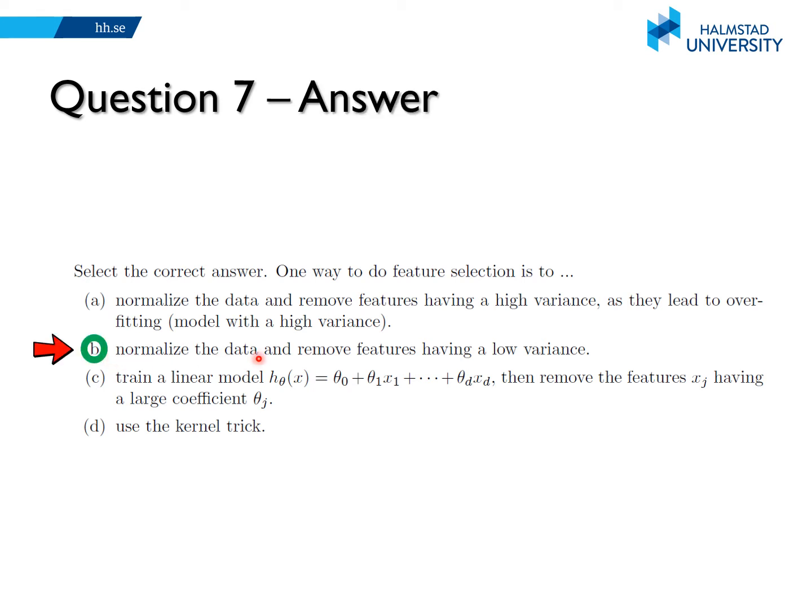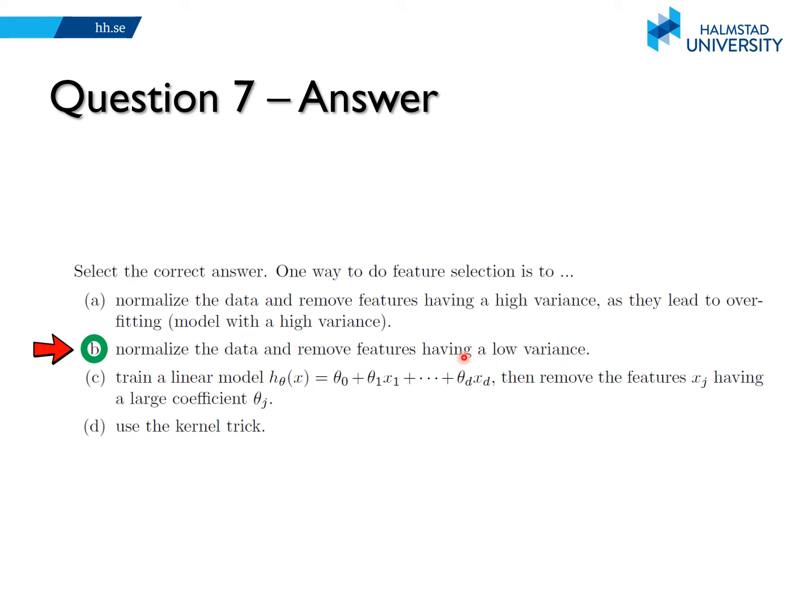normalize the data, and then remove features having a low variance. And when I talk about normalizing the data here, I'm talking about using the min-max scaler. So you want, for example, your feature values to be in the interval 0 to 1. And here you should not normalize the data by subtracting the mean and then dividing by the standard deviation. Because if you do that, then all features will have the same variance, which is 1.